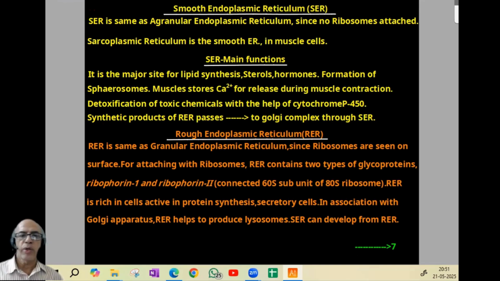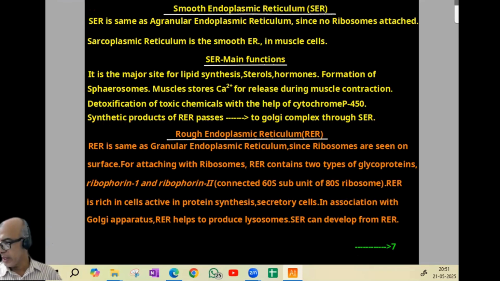Then rough endoplasmic reticulum, RER: why it is rough, and its other name, granular. Then how ribosomes get attached to the endoplasmic reticulum: ribophorin 1 and 2 connected to the 60S subunit of the 80S ribosome. Then where we can find RER and what its function is: protein synthesis mainly, in secretory cells. Then SER can develop from RER. RER also helps to produce lysosomes in association with the Golgi apparatus.